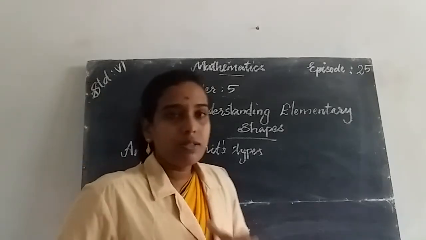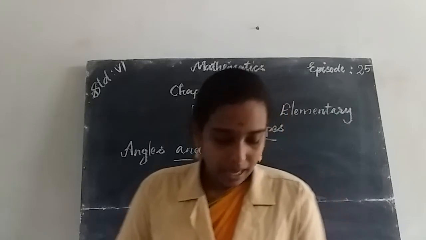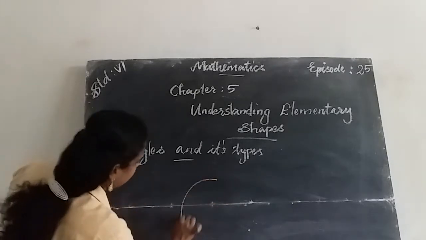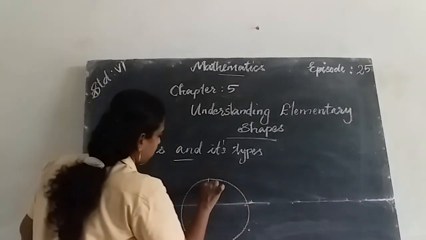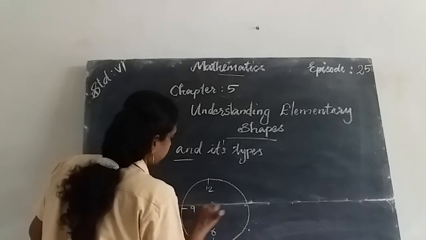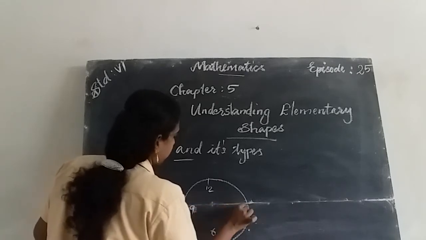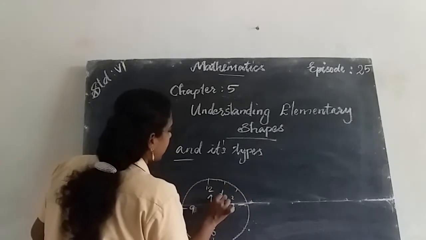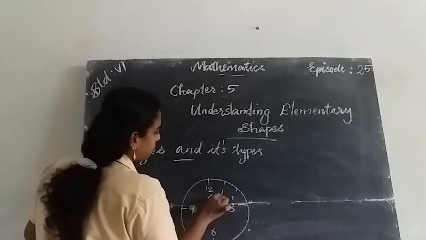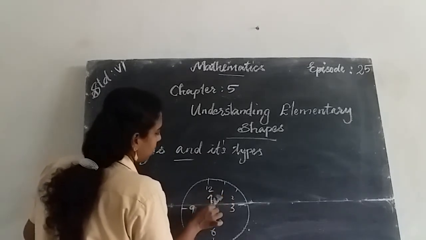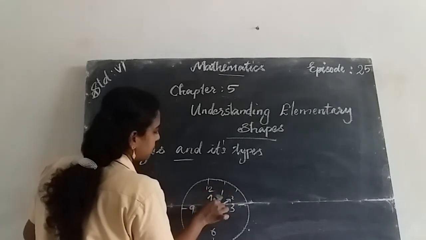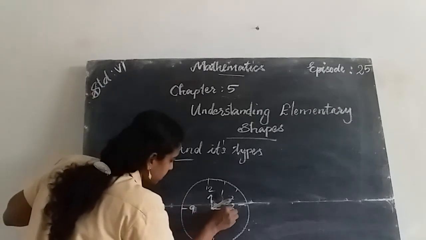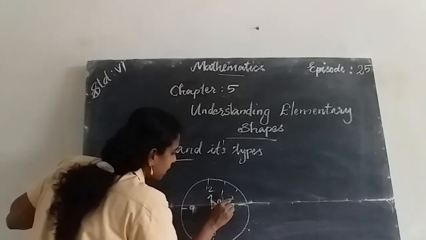Before that, look at a clock and the movement of the hands of a clock. When the clock hands move, they form an angle. Here the hands of a clock move and form an angle. Here it forms an angle of 30 degrees. Then another makes 30 plus 30, 60 degrees. And when the hand starts from 12 and reaches 3, it makes an angle of 90 degrees.